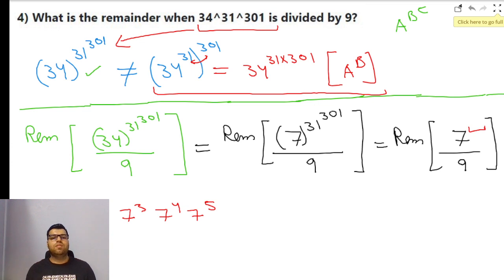If we have 7 square, which is 49, the remainder with 9 is 4. So we are going from 7 to 4. If we have 7 cube, then it is 343. We already saw its remainder with 9 is 1. The remainder of 343 with 9 is 1.